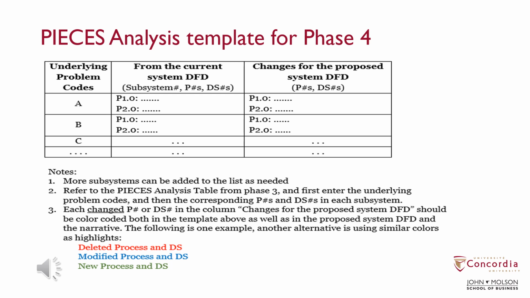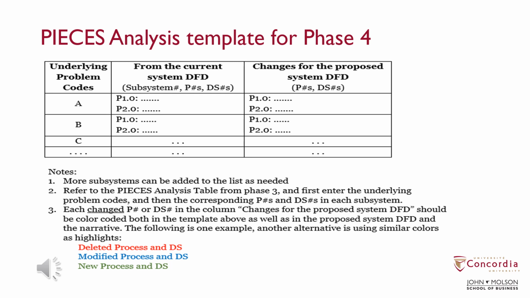It is necessary for the underlying problem codes to be consistent across all subsystems. For example, the underlying problem code A in subsystem 1 should be identical to that in subsystem 2. For the second column, you need to refer to the pieces analysis table you completed in phase 3. You extract all the process and the data store numbers associated with each underlying problem in each subsystem, and you enter them in the second column of the current template.